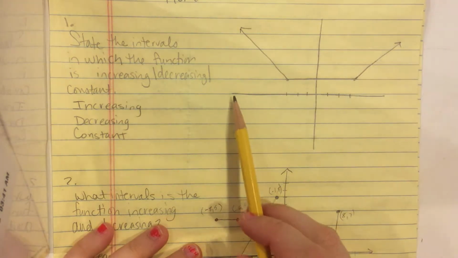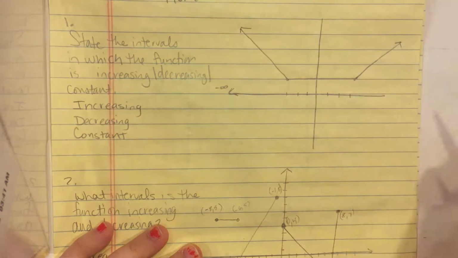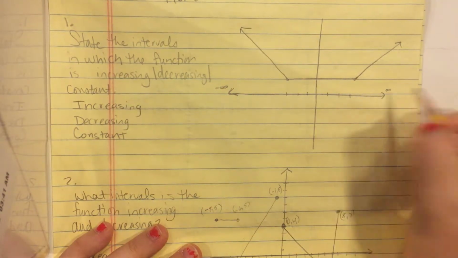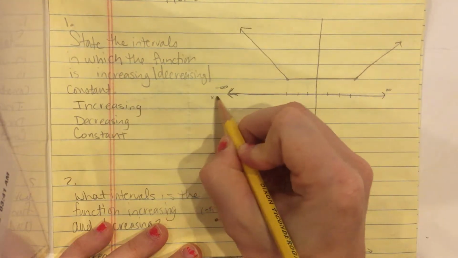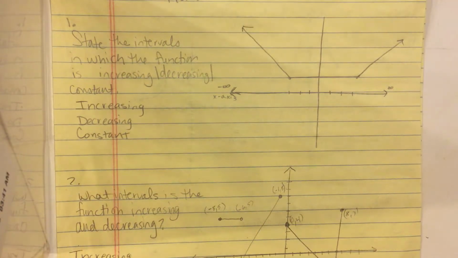So when you're talking about increasing and decreasing, you're only looking at your x-axis, how it runs from left to right. And remember, this is from negative infinity on the left side to positive infinity on the right side. And so anytime you're talking about increasing, decreasing, and constant, you are only talking about the x-axis. On what part of the x-axis is a function increasing or decreasing or constant?